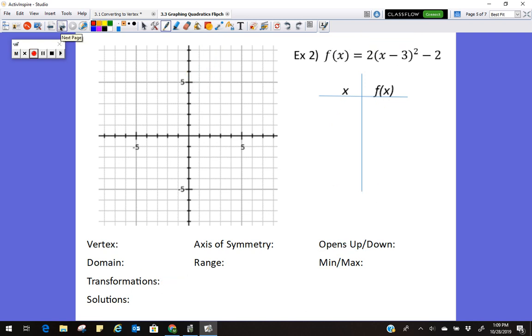Okay, the next one, we have 2 times (x minus 3) squared minus 2. So before we even start, we know that the domain is negative infinity to positive infinity. By looking at the problem, you can see that the vertex is (3, -2). The 2 in the front, the a is positive 2, which tells us that it opens up.